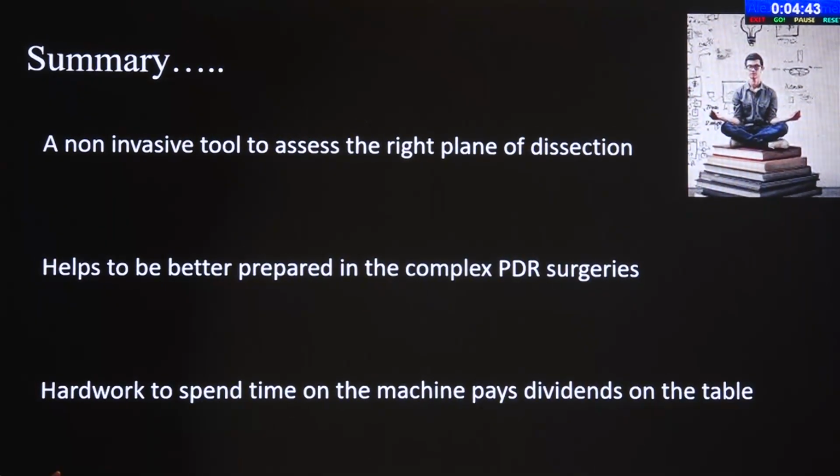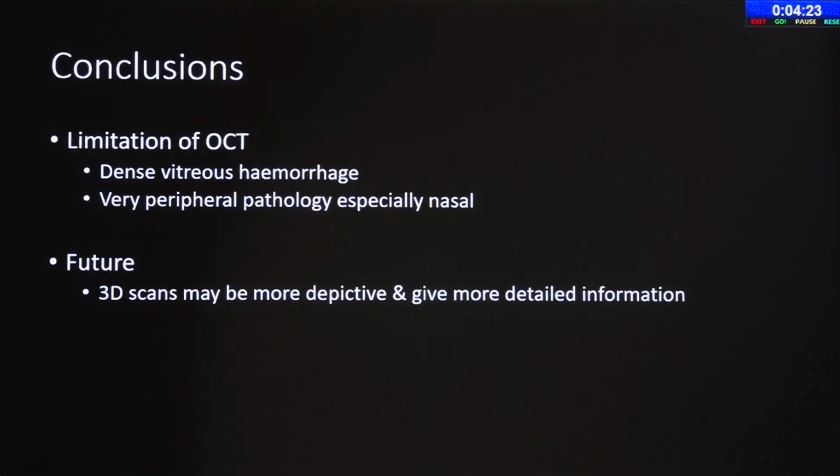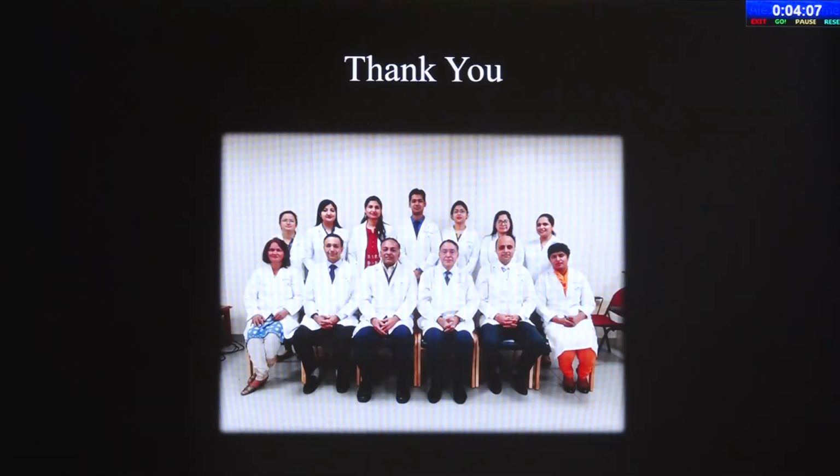Sometimes the young surgeons, we just say whatever is on the table we're going to tackle, but I think it's a good way to do it. And it's more accurate than a clinical exam for the peripheral separation, the starting point of dissection, areas of simple and tough dissection. And one thing which we found is sometimes what we call TRD is very often a retinoschisis. So I think it's a very important point. Of course, the limitation is that if you have a dense vitreous hemorrhage or very, very peripheral pathology, it will fail. So we have to keep in mind that we have to rely on B scans in these cases, which are not so precise. And in the future, 3D scans may give more information. Thank you.